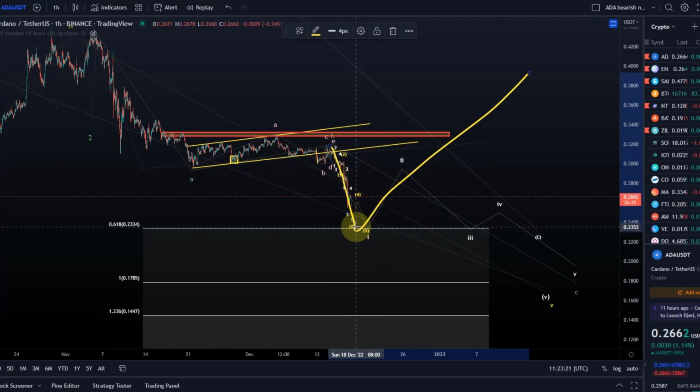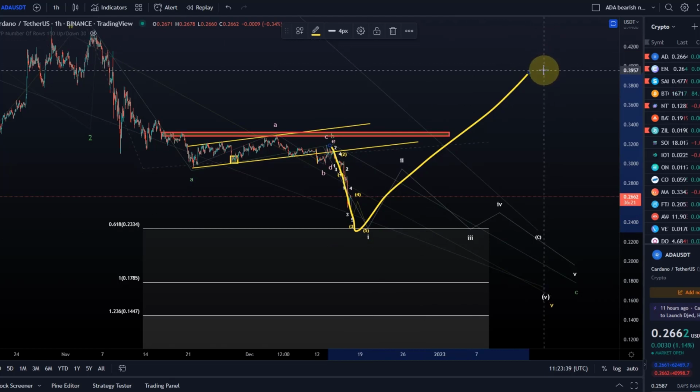I gave you 26 cents for a wave 3, which we've done now, nearly, and the 23 cent level for a wave 5. So this is a 5-wave move down. We're going to zoom in a minute, don't worry. But as it is a 5-wave move, it could end a C wave, it could end this correction, and we could move up from here.